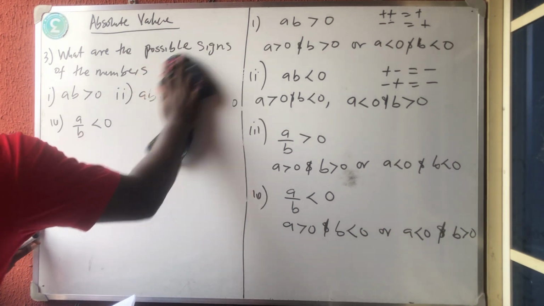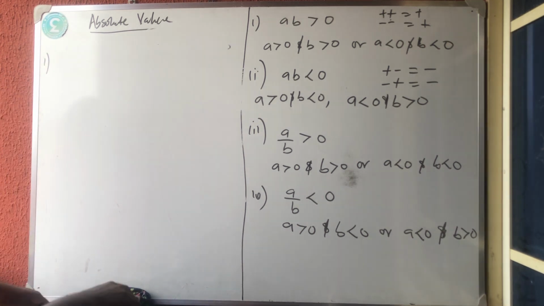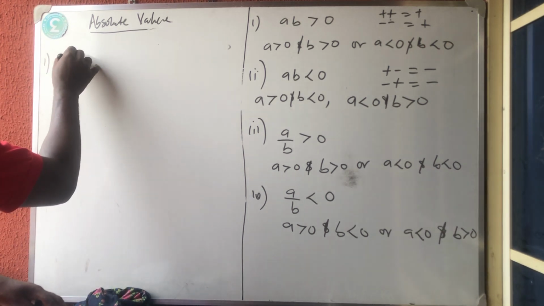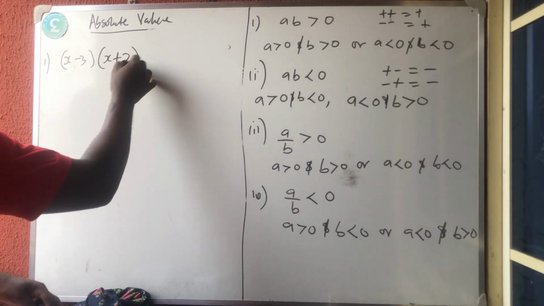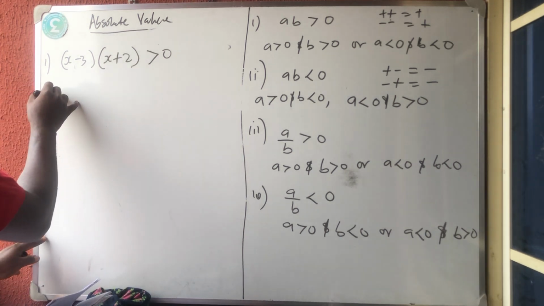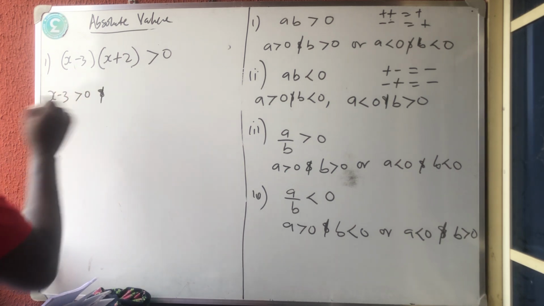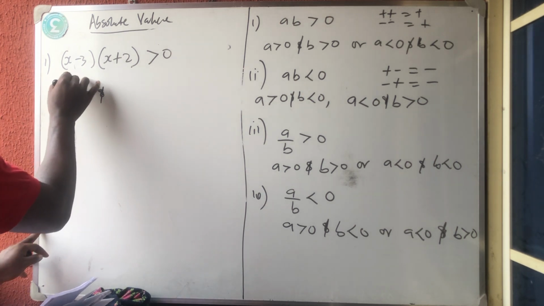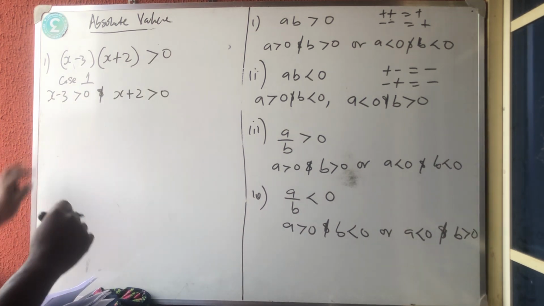Let's solve some questions to illustrate what we are doing. So the question here, number one, says that x minus 3 times x plus 2 is greater than 0. Now, greater than 0 means that they are positive. So the first condition, case 1, is that x minus 3 is greater than 0, and x plus 2 is greater than 0. Both of them are greater than 0.